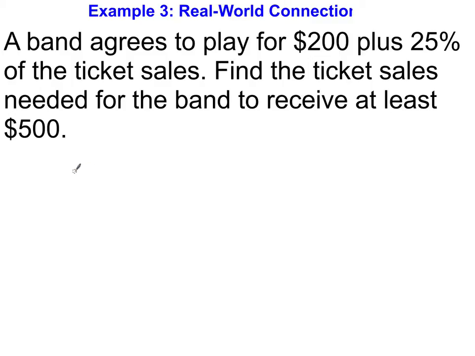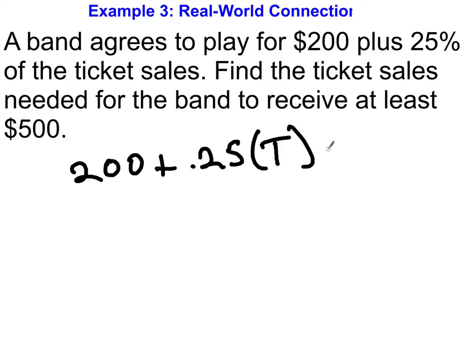The equation that you would write is they're going to get $200 no matter what. And then they're going to get 25%, which you can write as a decimal as 0.25, times the ticket sales. And this is going to represent how much money they get. If we want to know what this has to be, t, in order for them to get at least $500, okay, so you don't care if this is a way bigger number. If they made $1,000, $10,000, they're happy with that. But it has to be at least $500. So let's solve this inequality.